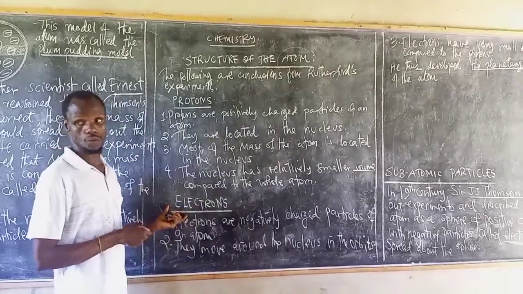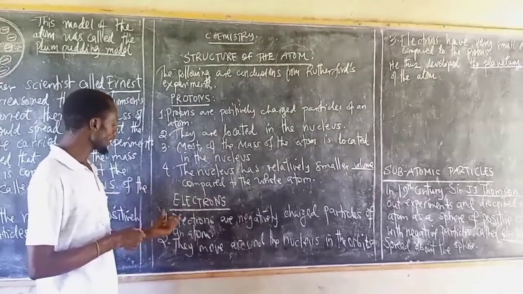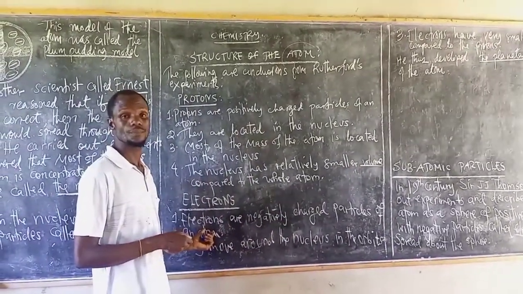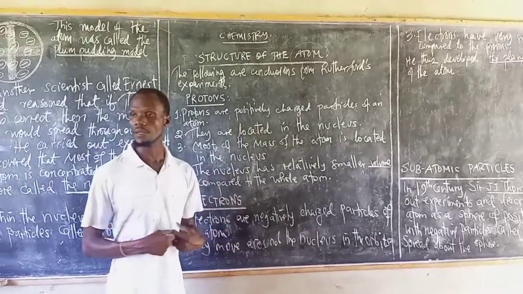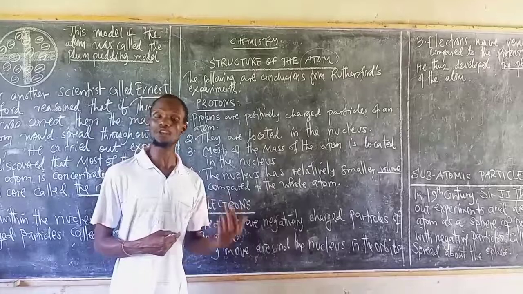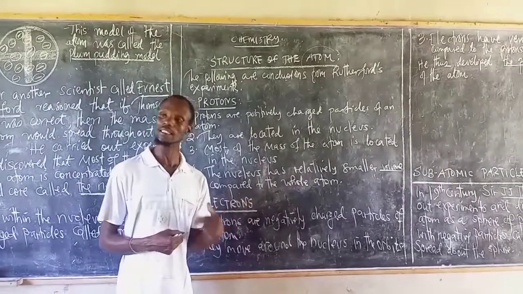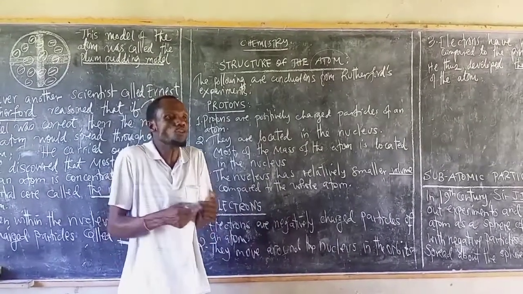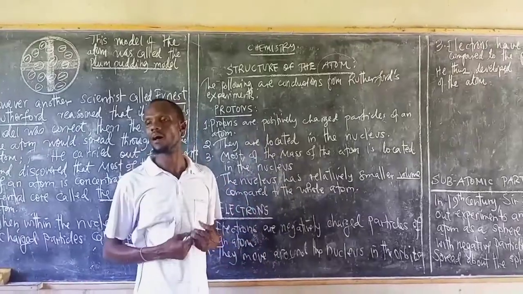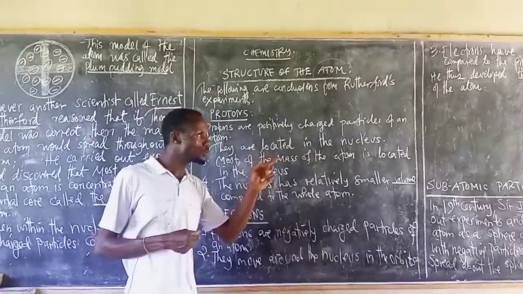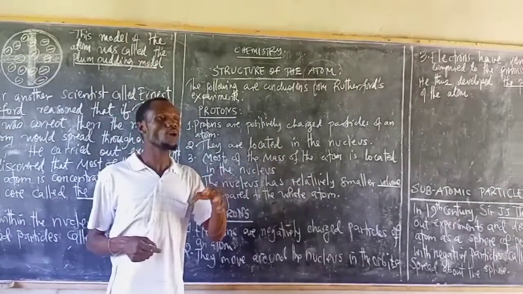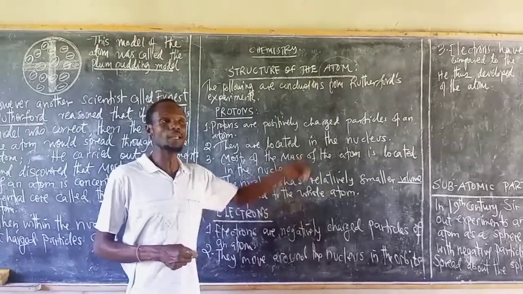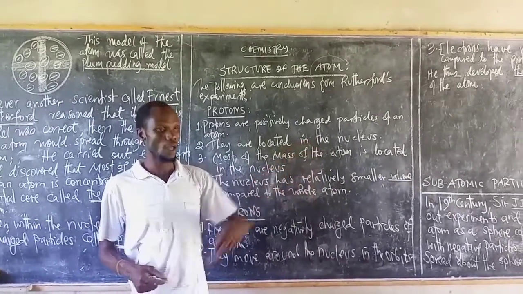Then, according to Rutherford, electrons are negatively charged particles of an atom. According to J.J. Thomson, it was true that the atom is made up of positive and negative charges, meaning protons and electrons. But it is not true that electrons are spread throughout the sphere. If that were possible, the mass of the atom would be spread throughout the atom. But Rutherford did the experiment and found that the mass of an atom is concentrated at its central core, called the nucleus.